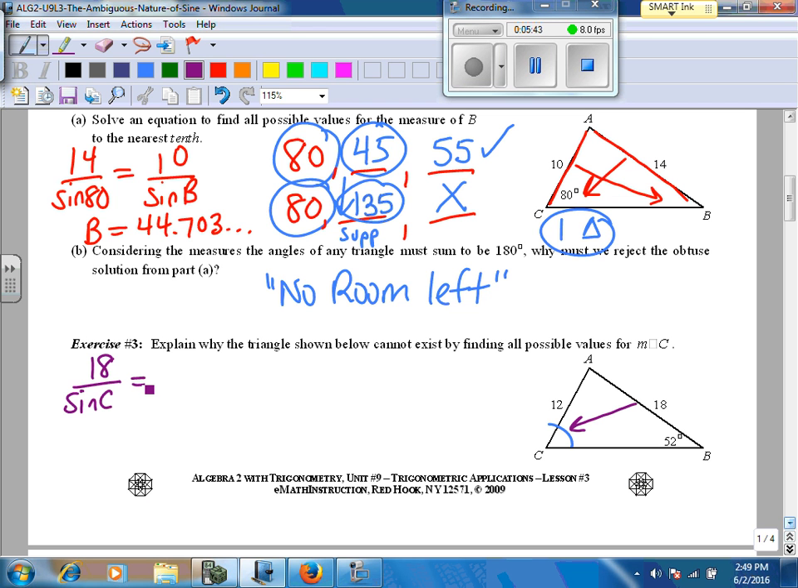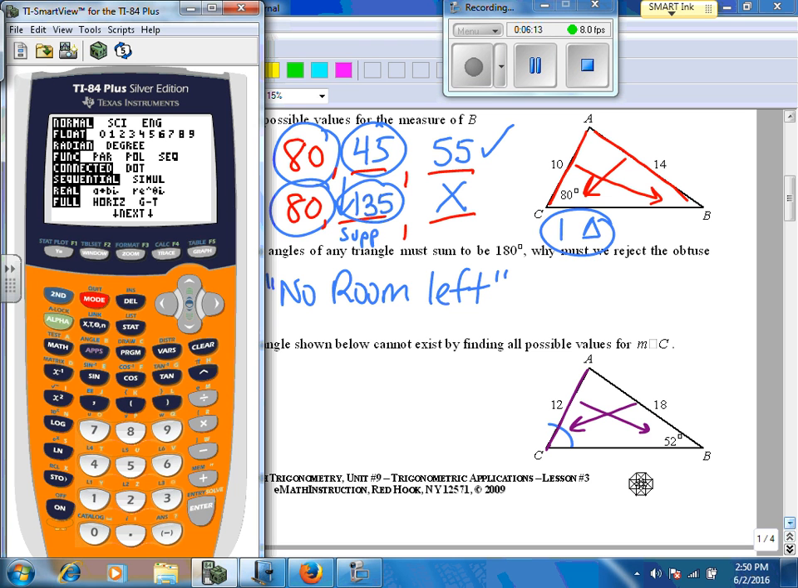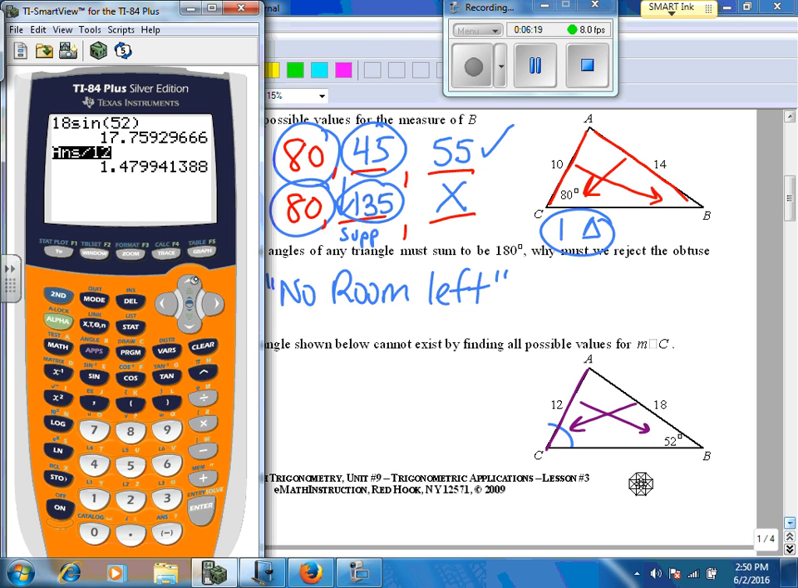18 over sine C equals 12 over sine 52. Again, cross multiply and solve. You end up getting sine C equals 1.182, etc. Because when you do 18 sine 52, and then you end up dividing that by 12, there's your... oh no, I'm in radian mode. Let's get out of there. Let's try this again. 18 sine 52, I need to do all over again. And then divide that by 12.